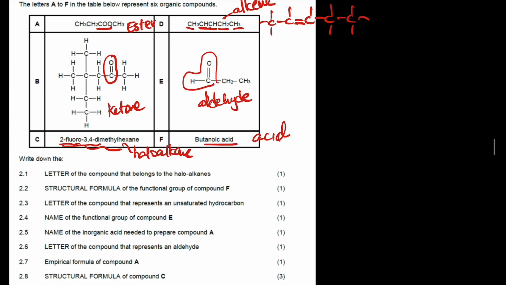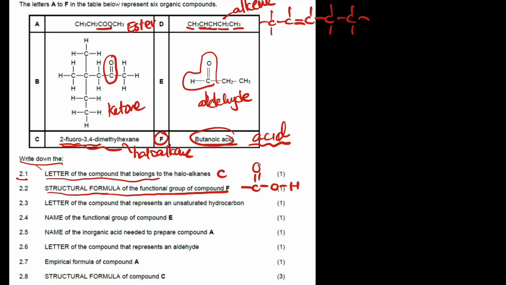Right, let's write down the answers. Write down the letter that represents a compound that belongs to haloalkane. We already said that it's C. And the structural formula for the functional group of F. Where is F? It's this. The functional group of F is a carboxylic acid. So the acid is a carbonyl with the OH, right? And you must show that bond there. So this is the structural formula for the functional group of F, which is a carboxylic acid.